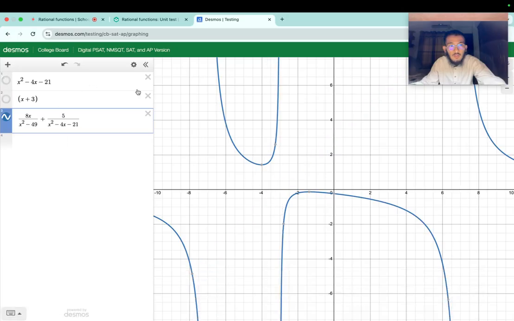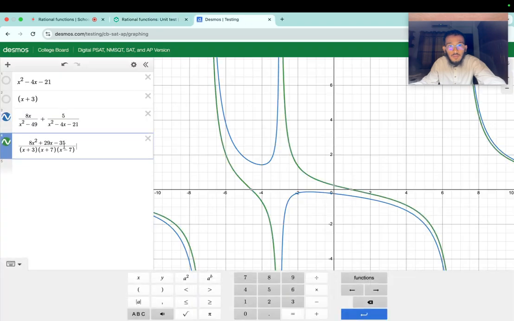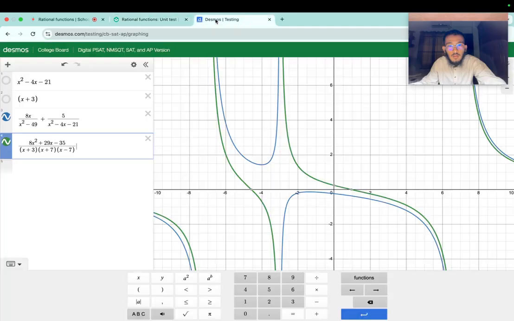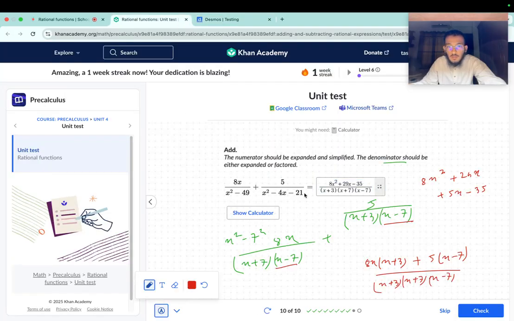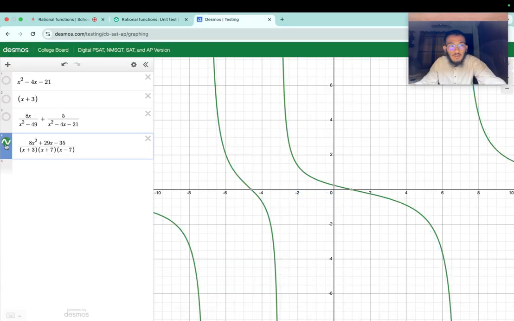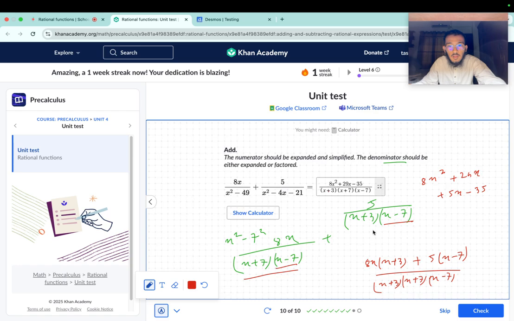Let's check whether our answer is valid or not. Both should be the same graph. We have 8x over x squared minus 49 plus 5 over x squared minus 4x minus 21. It is not the same. So this thing is correct. x squared minus 4x minus 21 is (x plus 3)(x minus 7).